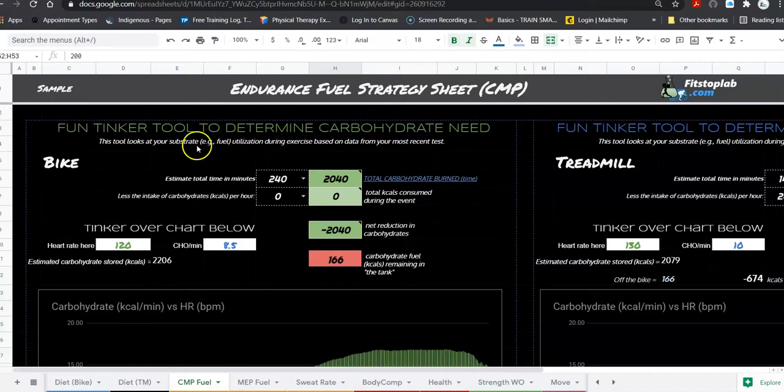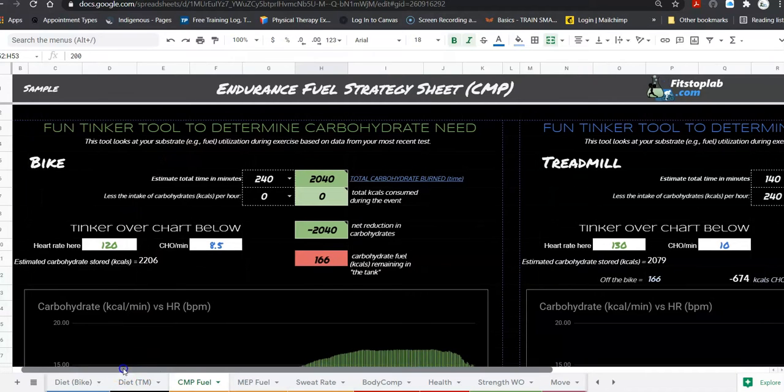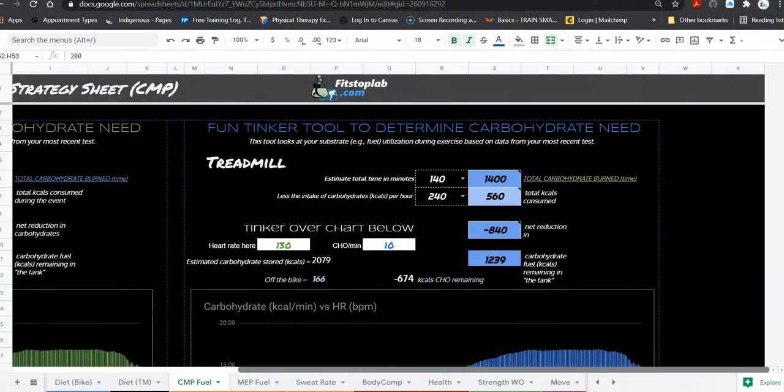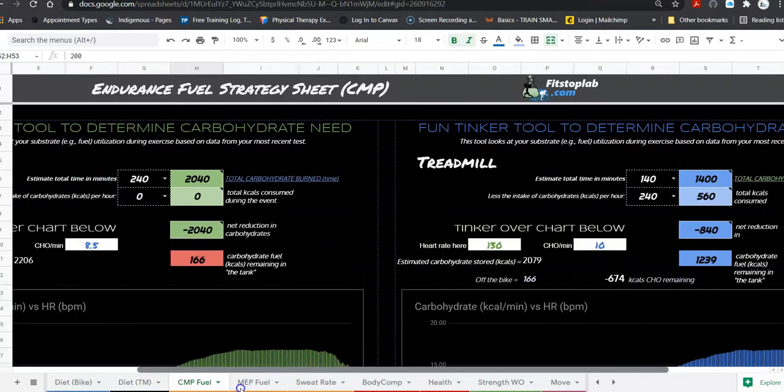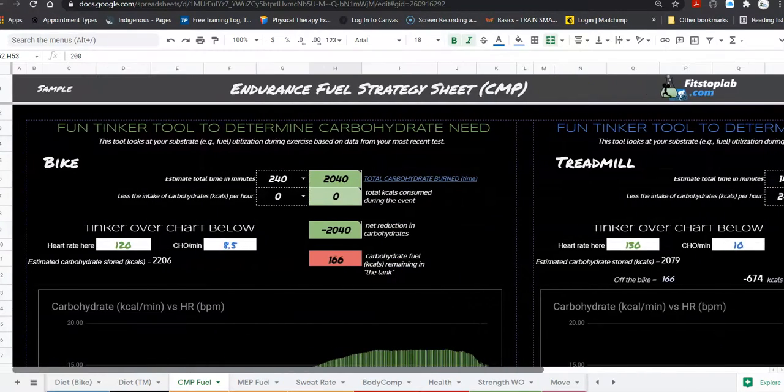So for example, in this sheet we can look at both the bike if you do a bike test and the treadmill if you do a treadmill test. So for multi-sport endurance athletes, we can look at both profiles. These different rates of calorie expenditure, specifically carbohydrate expenditure, can be different between the two at different relative intensities.